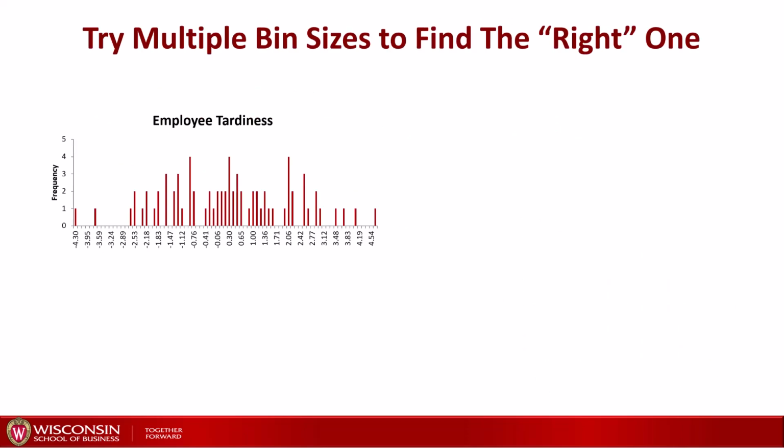Here we are going to try multiple bin sizes to find the right one. If we look at the employee tardiness plot, where instead of counting by minute, we count by a much smaller increment, we can see that most of the pattern in the data is noise. And that's because very few observations fall into any given bin.